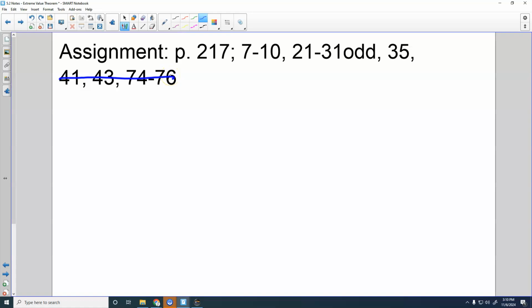Is it all on 217? Yes, all of that is on 217. And 7 through 10 are just graphs that you're just looking at. They should take no time. 21 through 31 are problems where you're finding those values, and 35 is as well. Are you going to update that on Canvas?